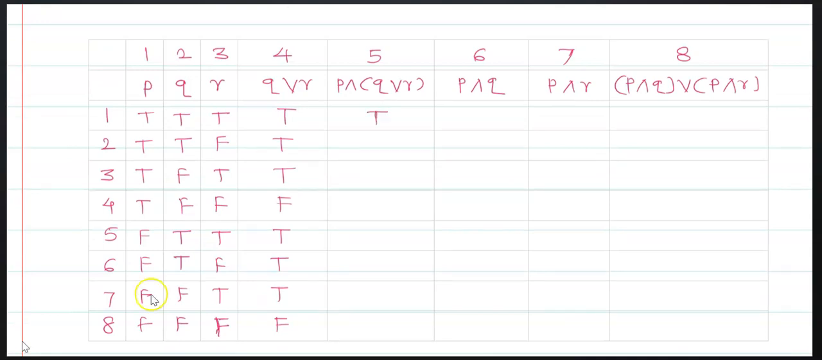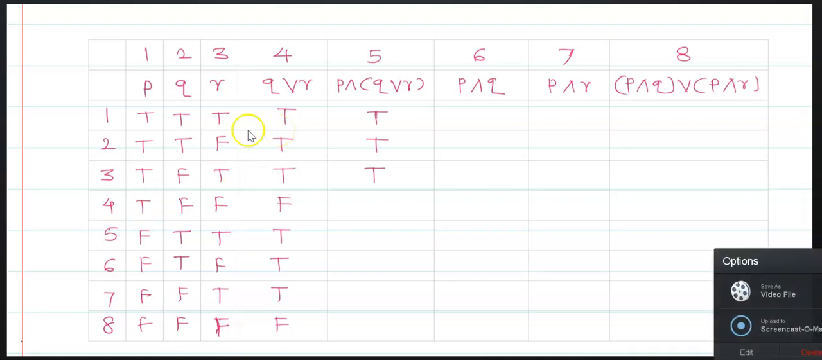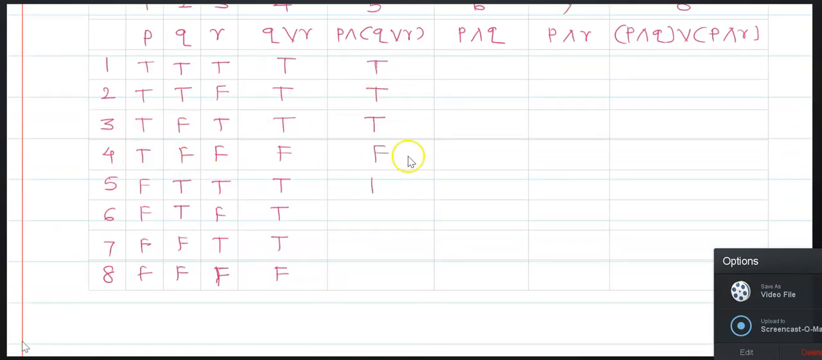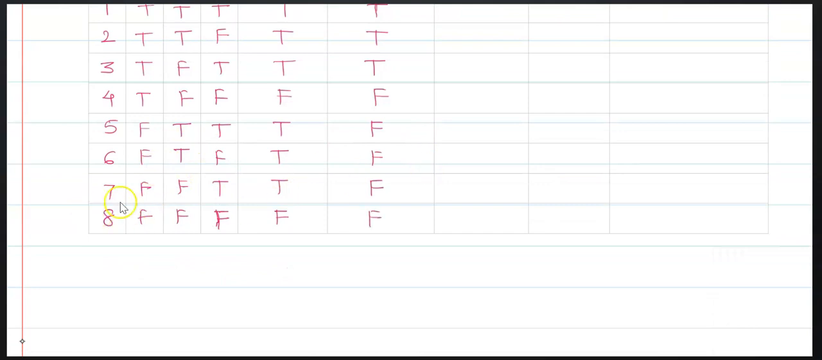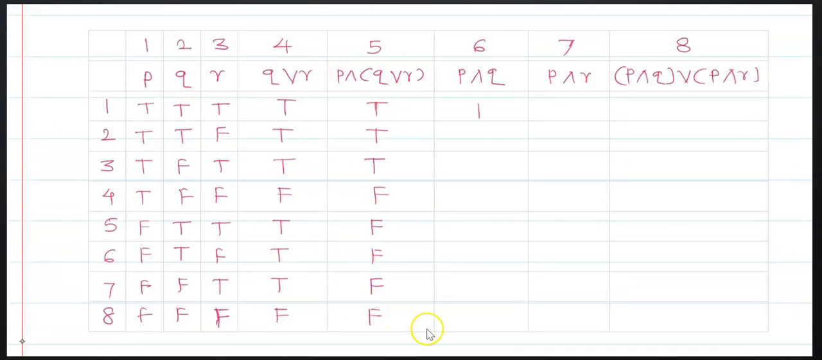Now next, we'll find out the AND between the first and fourth. For the AND, we require both of them to be true. Therefore, TT is T. Second, TT. TF is F. Again F. Again F. F.